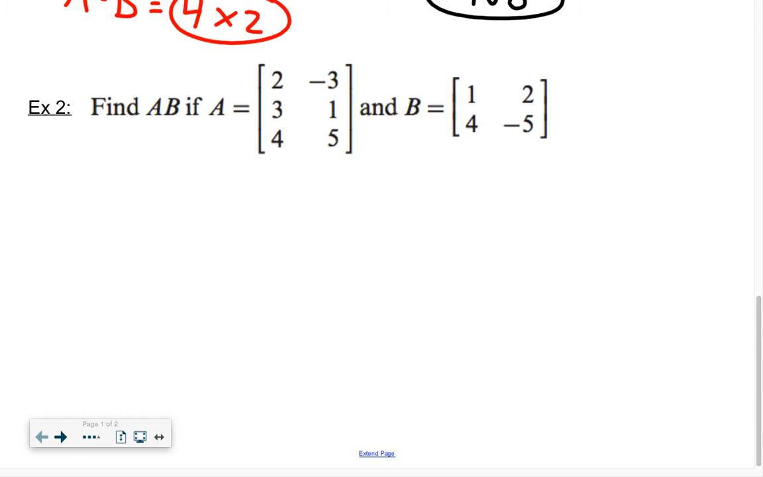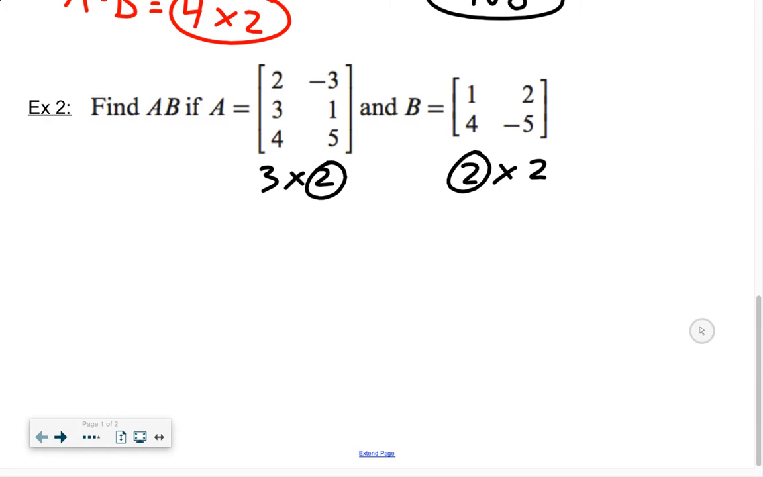So here we go. They want us to find AB, which simply means to multiply matrix A times matrix B. Now if we look at the dimensions of A, we recognize that it has 3 rows and 2 columns. If we identify the size of B, we have 2 rows and 2 columns. Do the inner dimensions match up? Yes, they do. So we can find AB.